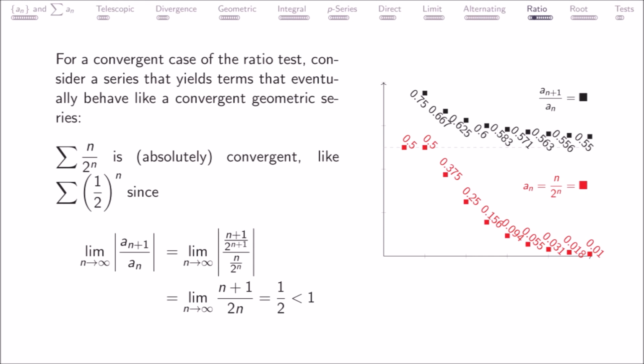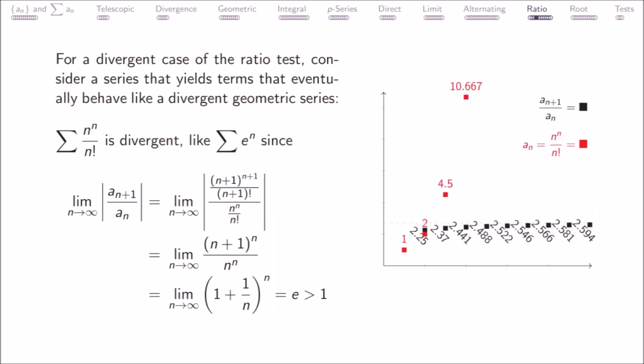For a convergent case of the ratio test, consider a series that yields terms that eventually behave like a convergent geometric series. For a divergent case of the ratio test, consider a series that yields terms that eventually behave like a divergent geometric series.